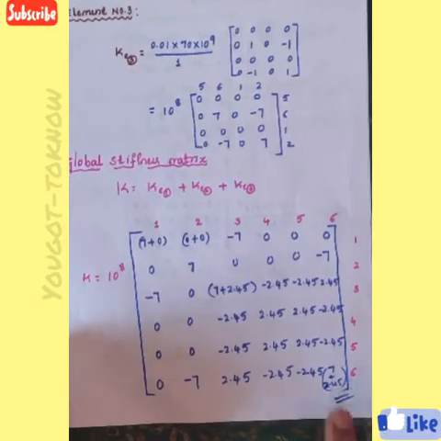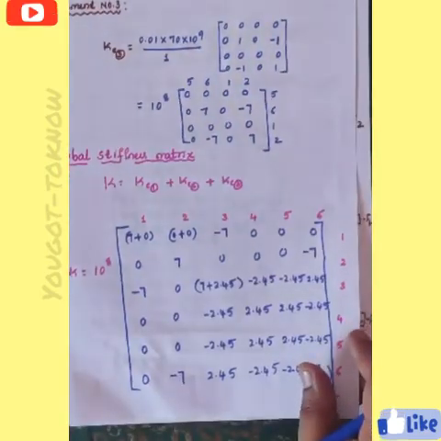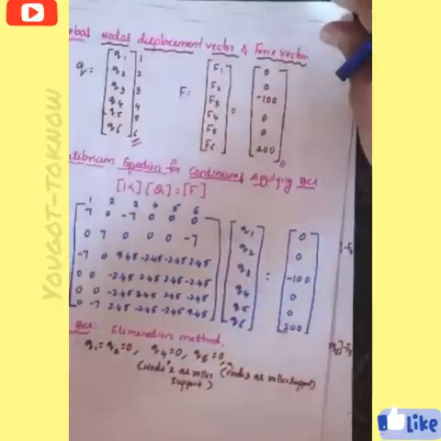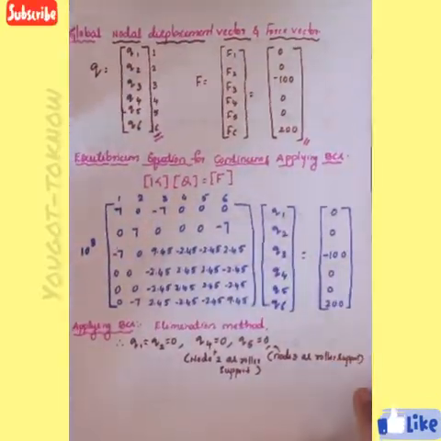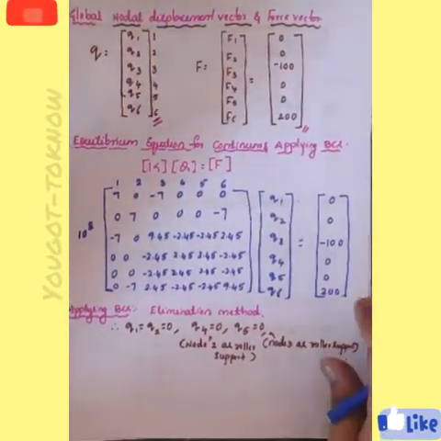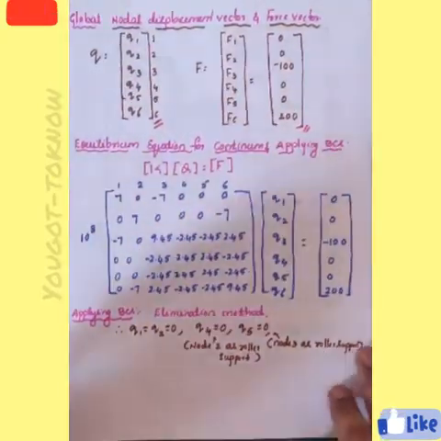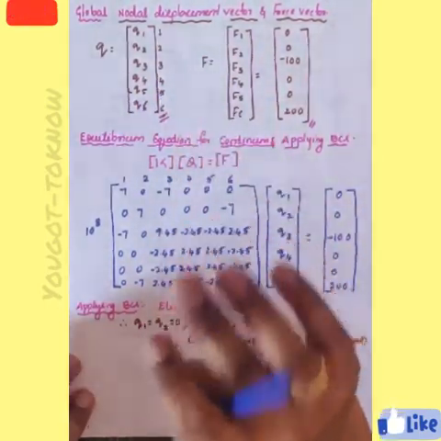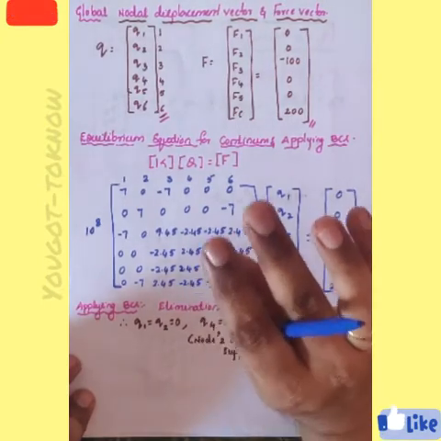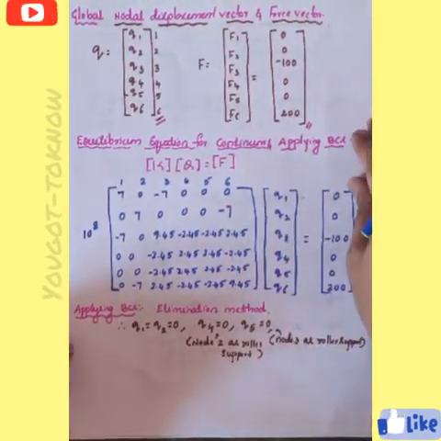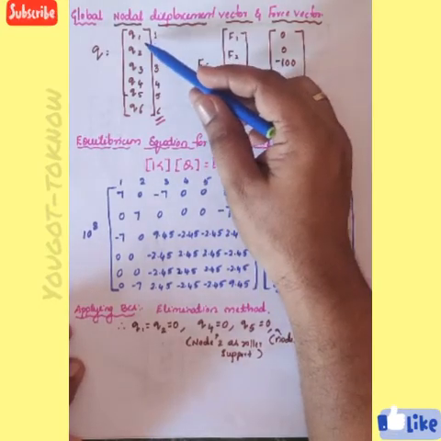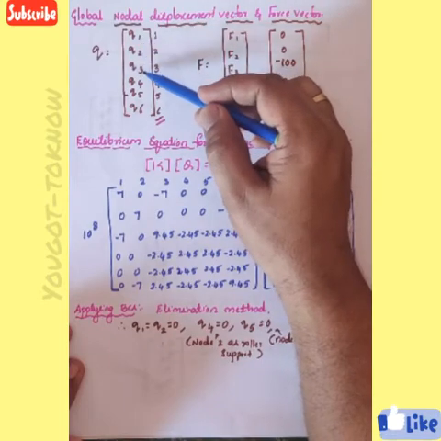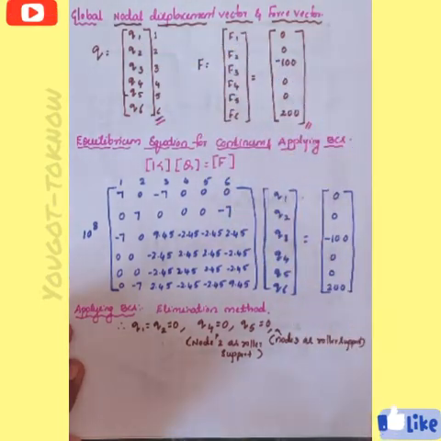After formulating the global stiffness matrix, what is the next step? You go for formulating the global nodal displacement vector and force vector. Now, how many nodes are there? 3 nodes. At each node, how many displacements are there? 2 displacements. Because of that, the order of the matrix is 6 cross 6. At each node 2 displacements: Q1, Q2, Q3, Q4, Q5, Q6. 1 and 2 belong to node 1, 3 and 4 belong to node 2, 5 and 6 belong to node 3.